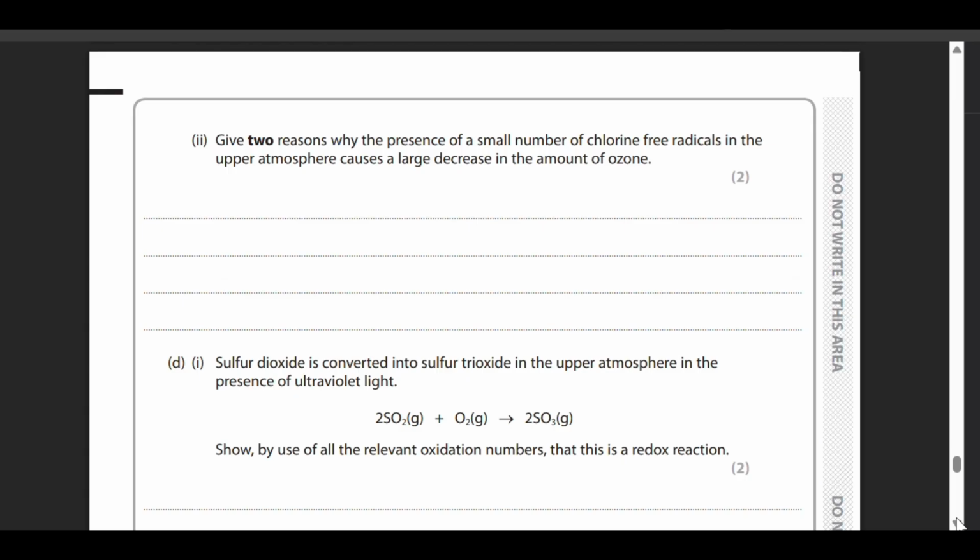Now give two reasons why the presence of a small amount of chlorine free radicals in the upper atmosphere causes a large decrease in the amount of ozone. Yes, because even if a small amount of chlorine free radicals are present, the chlorine free radicals is regenerated. So many ozone molecules decompose for each free radical formed. So chlorine free radical causes a chain reaction. So you can write the chlorine free radicals are regenerated.